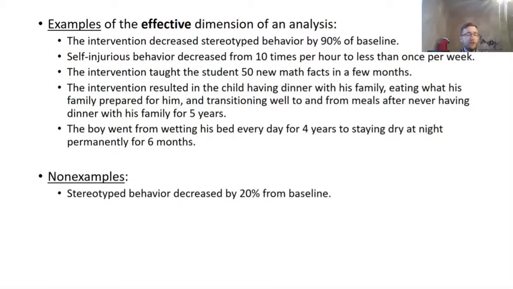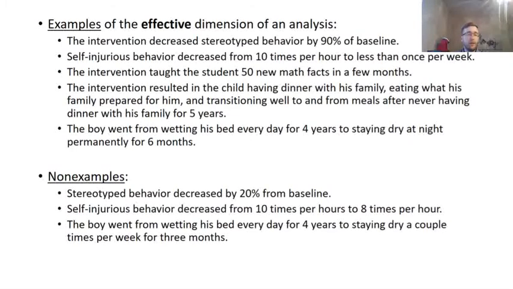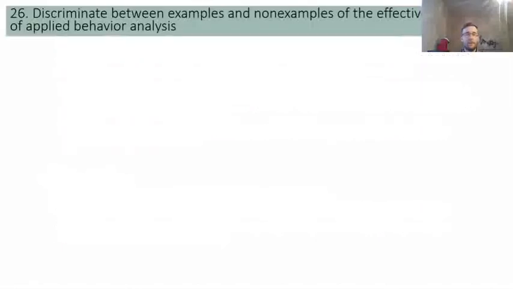Non-examples. Stereotypy decreased by 20% from baseline. That's too small of a change. Self-injurious behavior decreased from 10 times per hour to 8 times per hour. Too small of a decrease. The boy went from wetting his bed every day for 4 years to staying dry a couple of times per week for 3 months. No, too small. Relative to the examples above, those would be really too small of changes in behavior for us to say the intervention was effective. Objective 26, discriminate between examples and non-examples of the effective dimension of ABA.